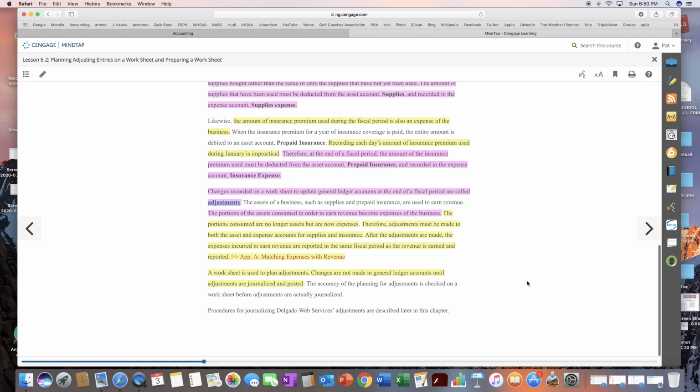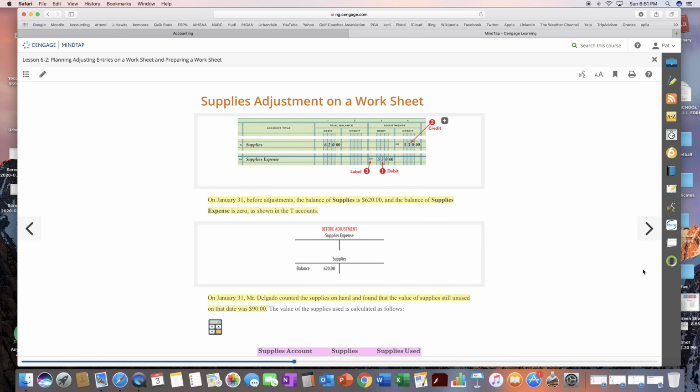All right, the worksheet is used to plan adjustments. Changes are not made in the general ledger accounts until we actually journalize these. So first we're going to do the worksheet, then we'll journalize these adjusting entries. So right now this worksheet is a planning tool. We're going to record these adjustments, but we will not post anything into the general ledger accounts and update it until we journalize those transactions later.